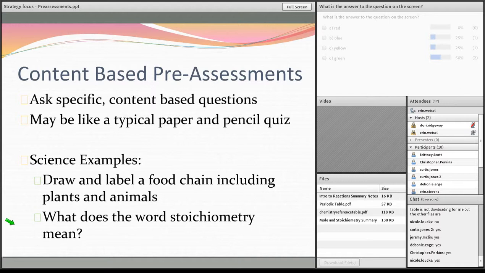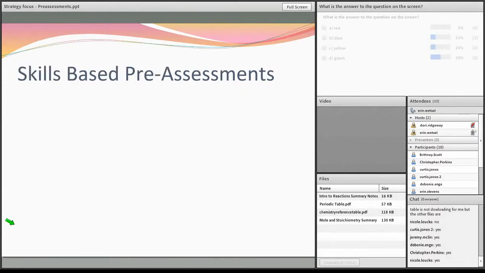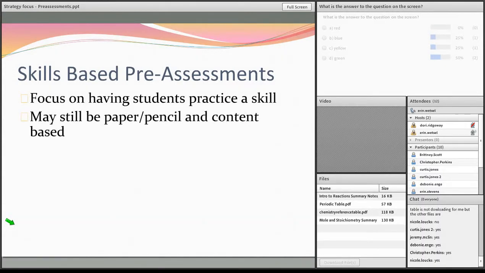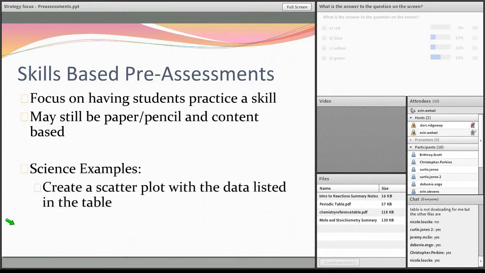A couple of examples to get you thinking about what these might be. If you ask students, for example, to create a scatter plot with the data listed in a given table, you're trying to see what their graphing skills are like. We know that students have been learning graphing for a long time in their math and science classes, but when they come to us, they might not have the best graphing skills. So this could be a quick way to assess whether they have the skills they need to successfully create the graphs they need to create in our class.